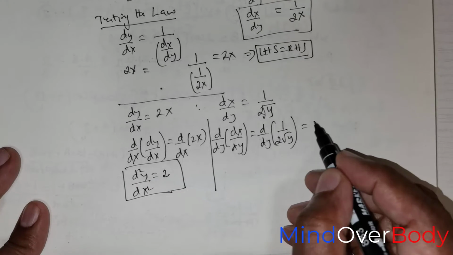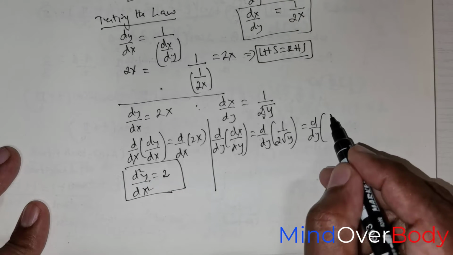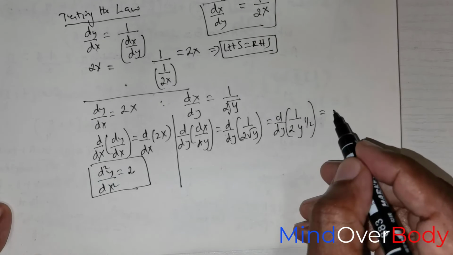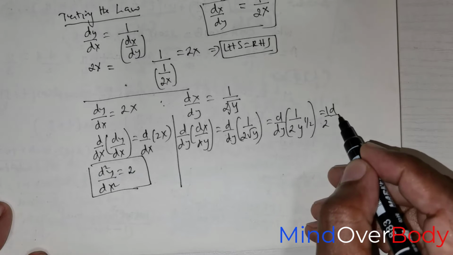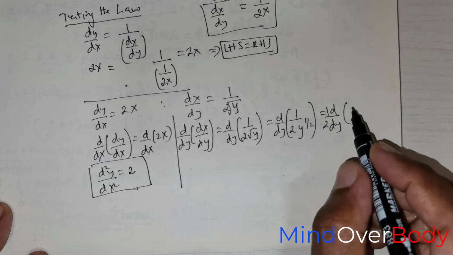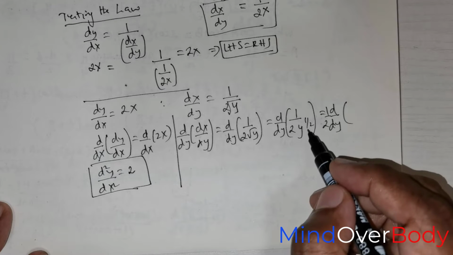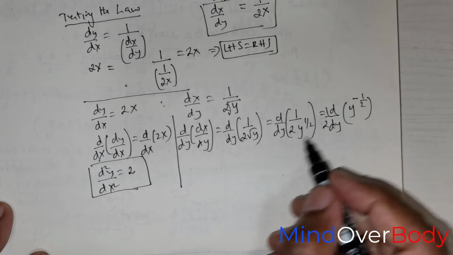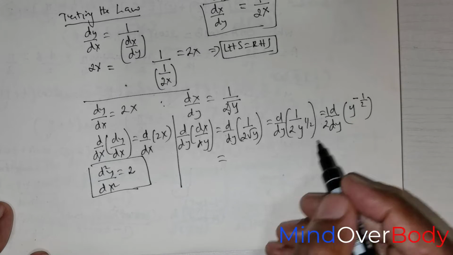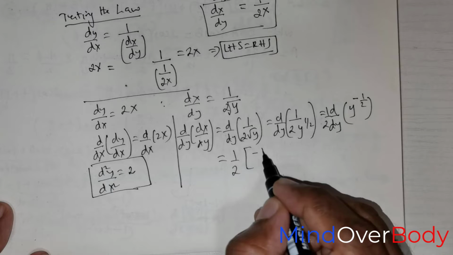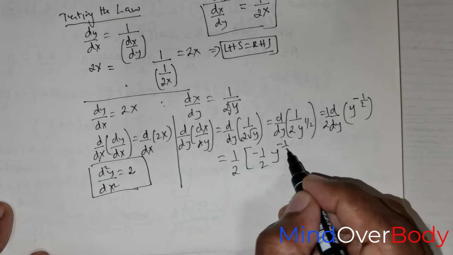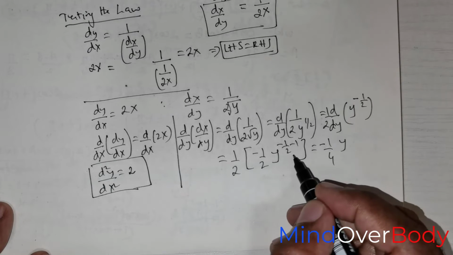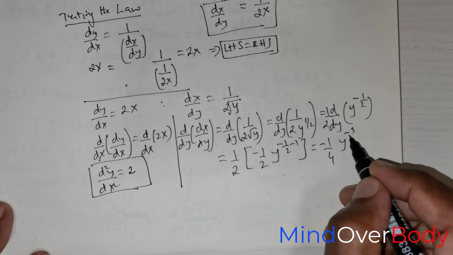Probably I can rewrite this as d over dy of 1 over 2 times y raised to the power of 1 over 2. If I rewrite this further, I can take 1 over 2 out. So d over dy of, I can push this y raised to the power of 1 over 2 to the numerator. It's going to be y raised to the power of negative 1 over 2. Now I will differentiate it with reference to y. So this is going to give me negative 1 over 2 times y raised to the power of 1 over 2 minus 1, which is negative 1 over 4 times y raised to the power of negative 3 over 2.